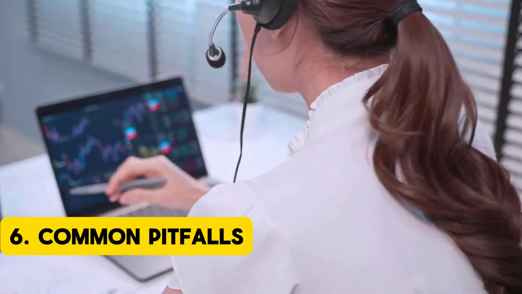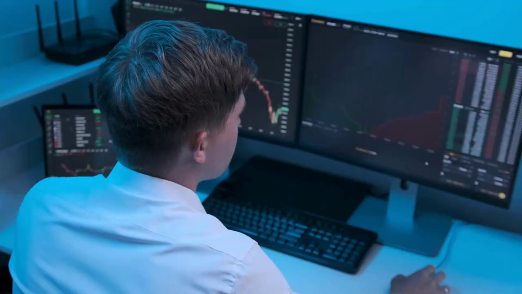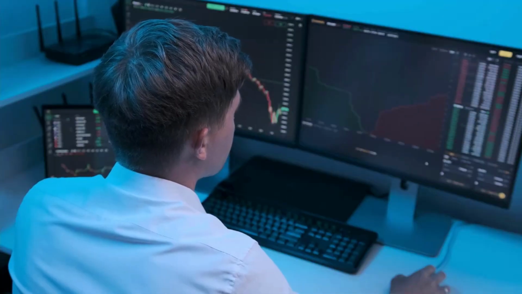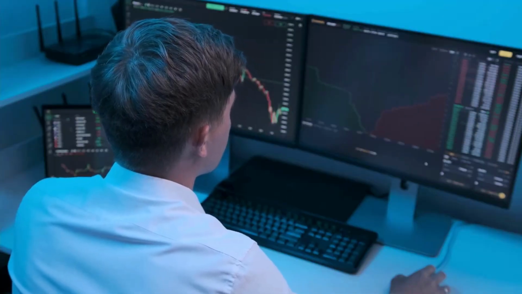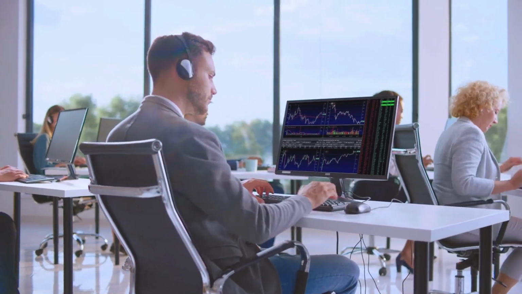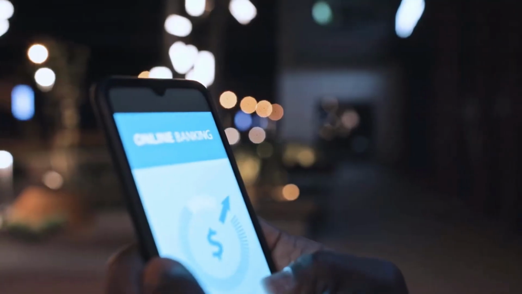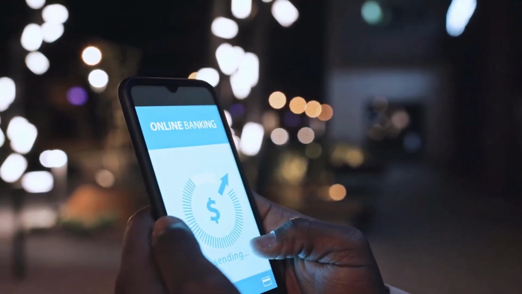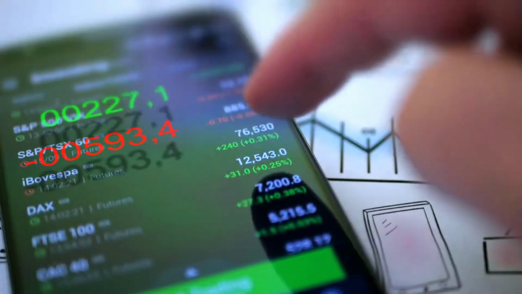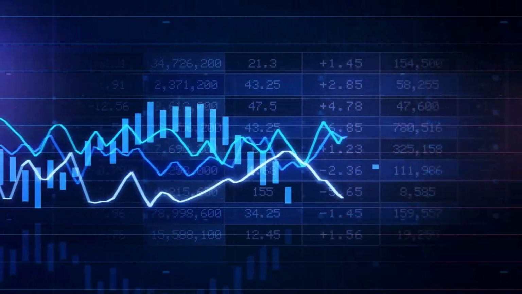6. Common pitfalls. The stock market, while brimming with opportunities, is also littered with pitfalls that can derail even the most seasoned investors. Understanding these common mistakes is the first step in steering clear of them. Let's dive into some of the most prevalent traps and how to avoid them.